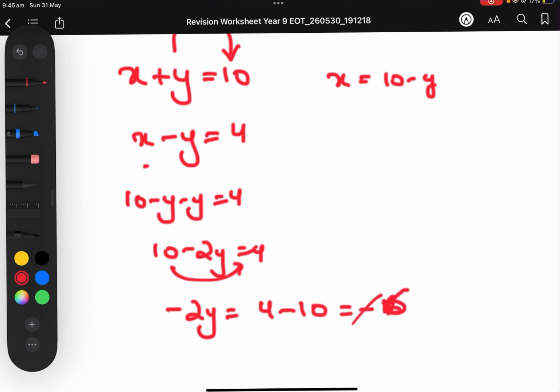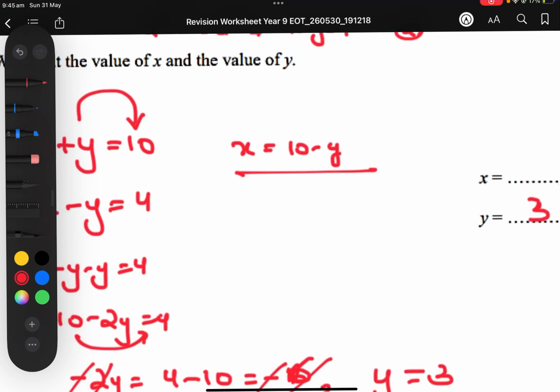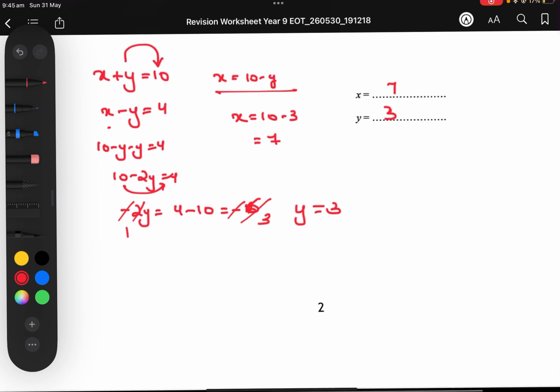Okay, this minus goes off. 2 threes are 6. So y is equal to 3 you have. Okay, y is equal to 3 I have. Now this 3 is to be substituted in the x. So that becomes x is equal to 10 minus 3, which is equal to 7. Is what we have here.